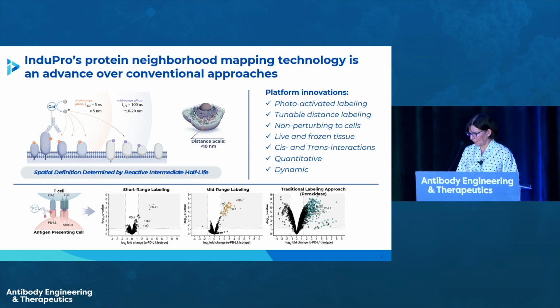And if we use 2 different photocatalysts, either a short or mid-range label, you can see a series of proteins that are emerging. With the short-range photocatalyst, we really just see PD-1 or PD-L1, which is the target that we labeled. With a mid-range catalyst, now you start to see a broader range of proteins. And again, you can label proteins in cis as well as in trans using this approach. Importantly, if you compare that to the volcano plot on the far right, which is an example of using an enzyme for labeling, you get this very large series of proteins that are very difficult to really resolve what's happening with respect to proximity.